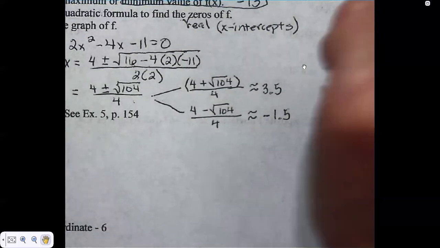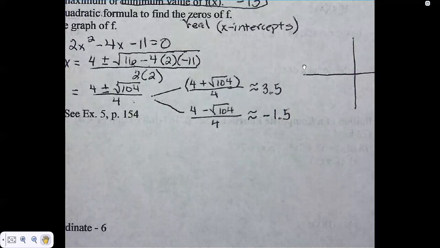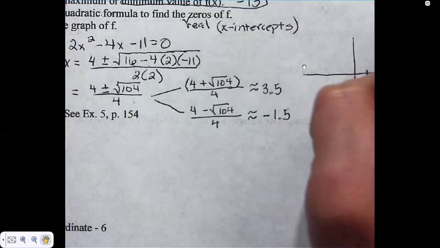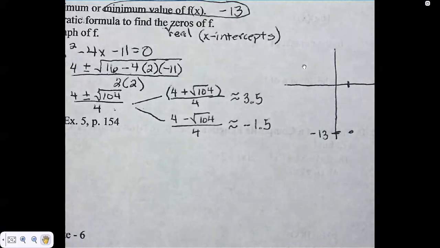This one we have a little bit more of a precise graph because in addition to the vertex, we know the intercepts. The vertex is 1, negative 13. I don't want to make 13 tick marks. I'm going to make one tick mark and label it negative 13. If you don't label your tick marks, I assume you're counting by ones. If you're counting by anything else, that's fine as long as you tell me what you're counting by.